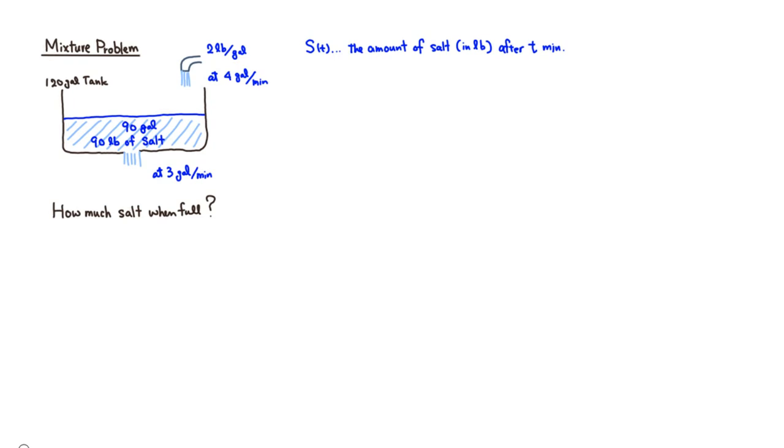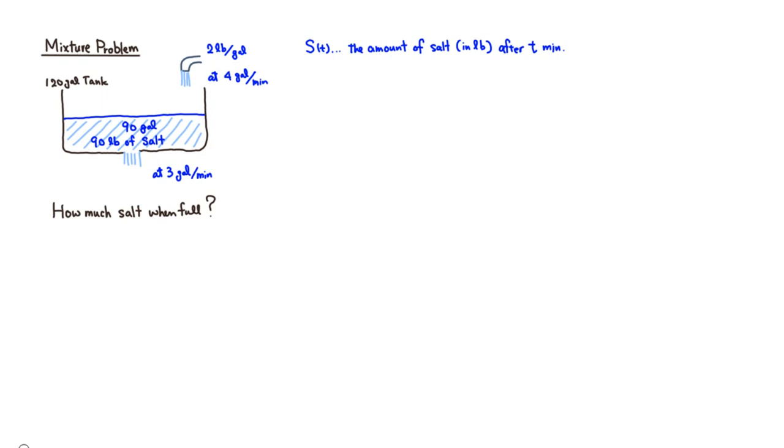All right, let's look at the mixture problem. Let's say we have a 120-gallon water tank, and initially we have 90 gallons of salt water, and it has 90 pounds of salt initially included.